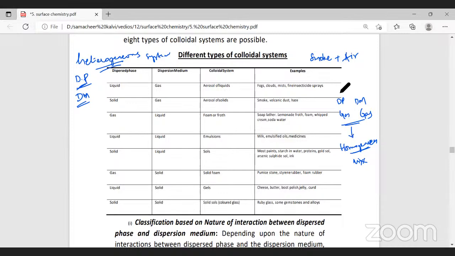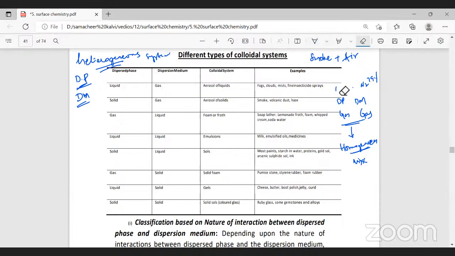For example, the atmospheric air contains around 21% oxygen and 79% nitrogen. We cannot call this a colloidal system because the 21% oxygen is homogeneous with nitrogen. It can mix with nitrogen to form a homogeneous mixture. Therefore, gas and gas cannot form a colloidal system. That is why we are learning only 8 types of colloidal system. The 9th type, gas in gas, is not possible because it forms a homogeneous mixture.